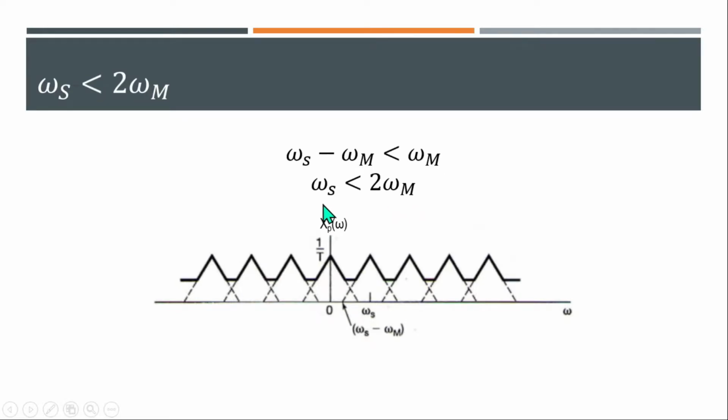Lastly, when the sampling rate is less than twice the highest frequency of the message signal, overlapping between adjacent spectra will occur. This is undesirable because the message signal cannot be extracted from its samples. This is called undersampling.